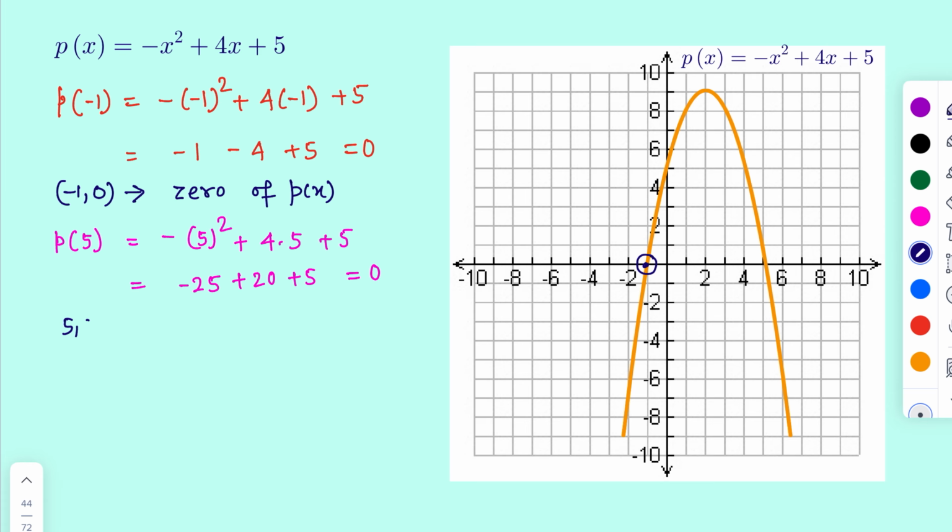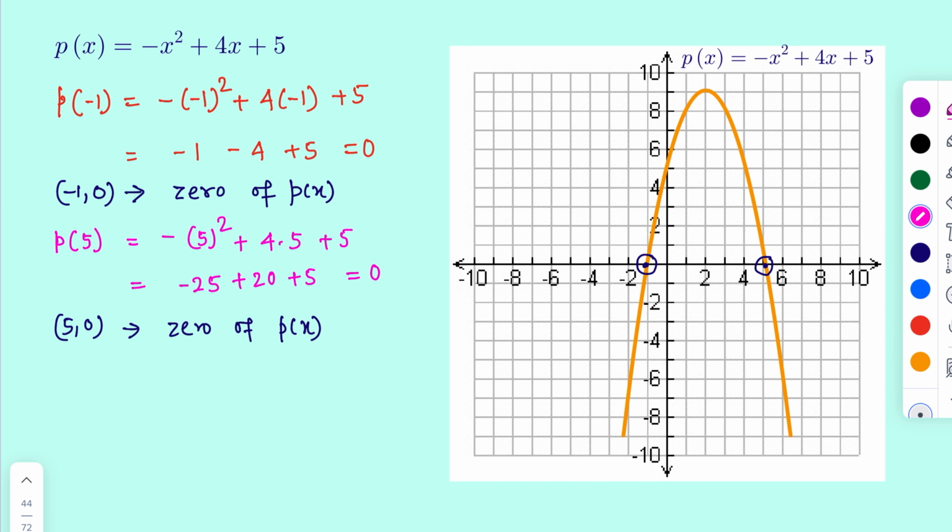So the point 5 and 0 is also a zero of p of x, where the polynomial p of x cuts the x-axis. So this point is 5 and 0, which is the zero of the polynomial.